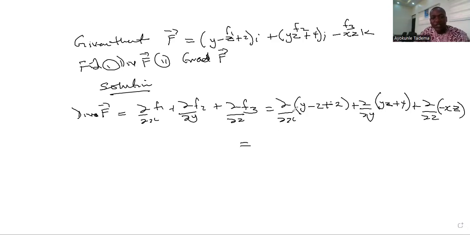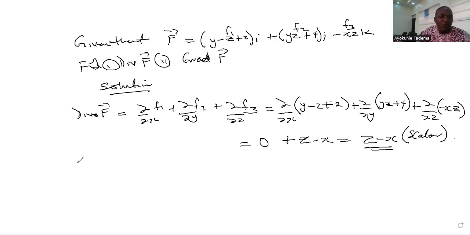Now, all you need to do is differentiate. Differentiate this one with respect to x. Since these ones are not functions of x, everything becomes 0. Plus, differentiate with respect to y. When you differentiate y with respect to y, we have 1. 1 multiplied by z, you have z. Differentiate the constant, it is 0. And this last one, differentiate with respect to z. Differentiate z, you have 1. 1 multiplied by minus x, you have minus x. Meaning that your answer here is z minus x. That is your div F. And we can see here that your answer is a scalar.